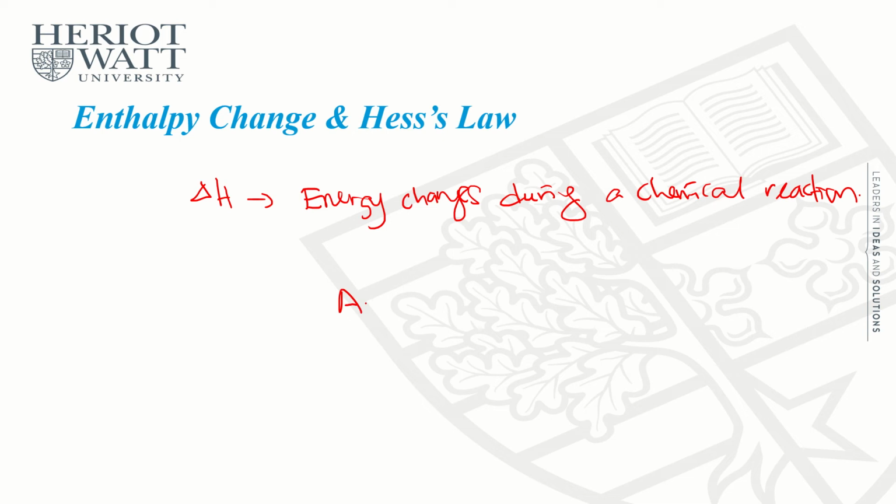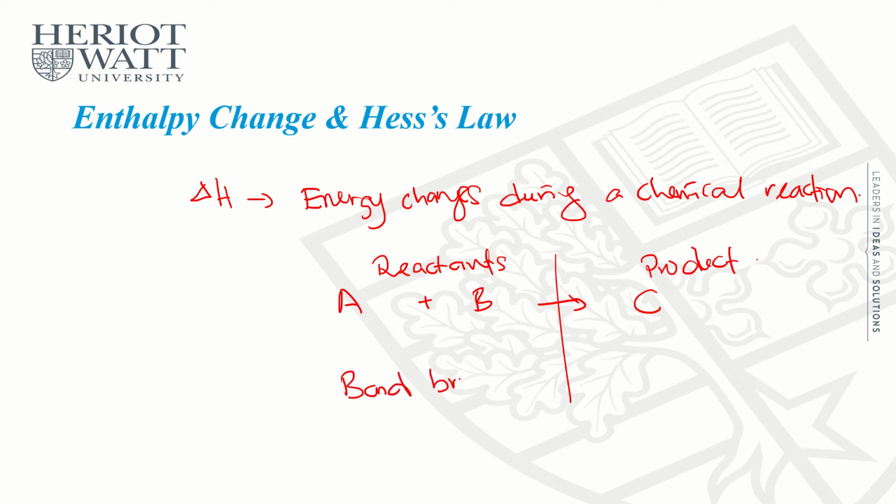In a simple chemical reaction, for example, I have A plus B equals C. I will split them into two. On the left-hand side, it's always reactant. On the right-hand side, it's always product. What happens when reactants mix together? The first thing that happens in a chemical reaction is bond breaking. And on the product side, it is bond forming.